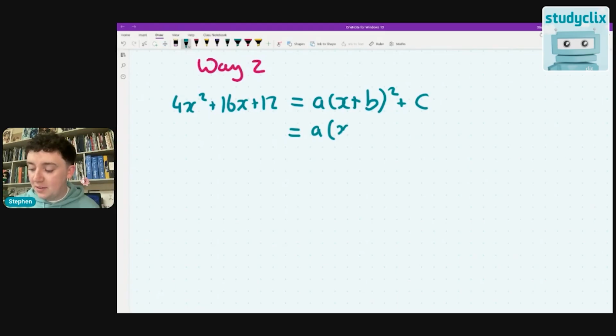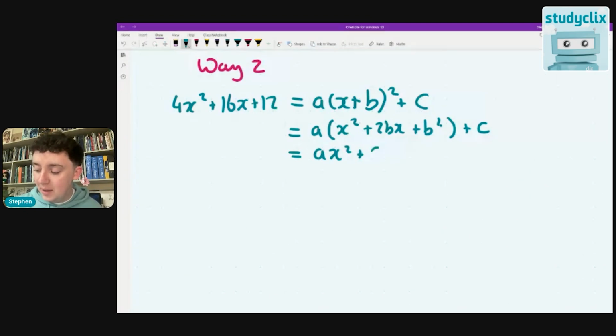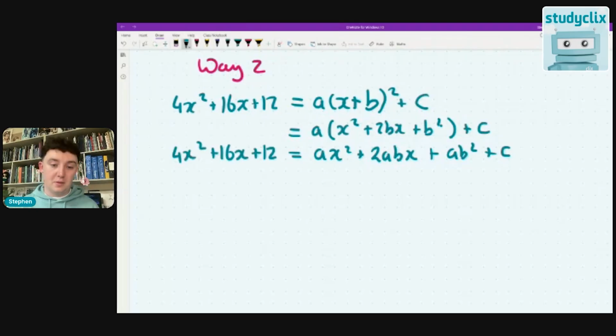So I square the x to give me x squared. I square the b to give me b squared, and I double the first by the last. So 2 by x is 2x, 2x by b is 2bx. And then I have a plus c coming here at the end. Last thing I'll do is multiply the a in. So I get ax squared plus 2abx plus ab squared plus c. And I know this all has to equal that same left-hand side of 4x squared plus 16x plus 12. Now, we've not done any steps, we've just let them equal and we've multiplied it out.